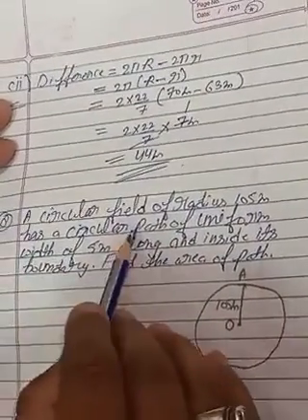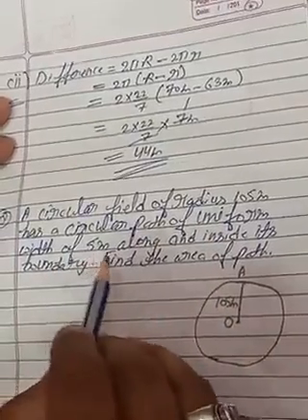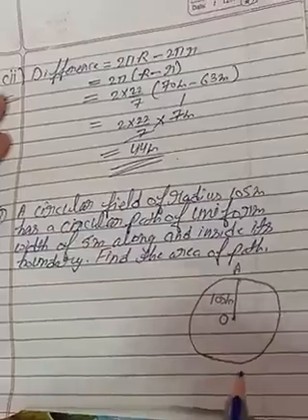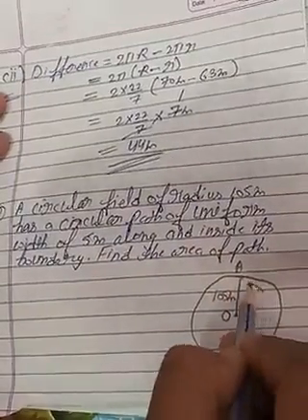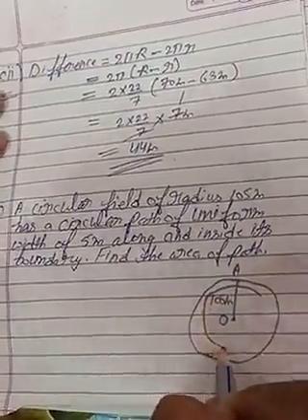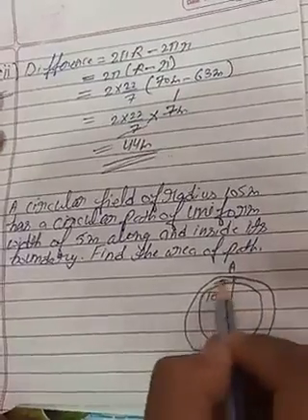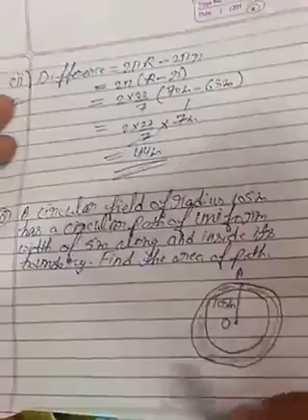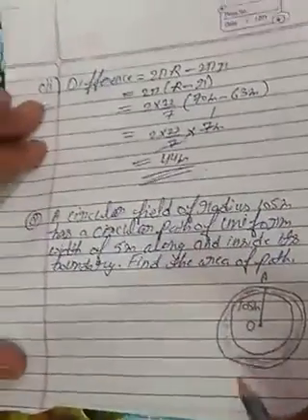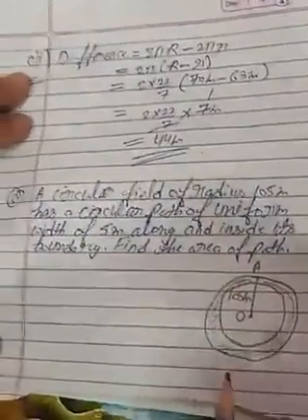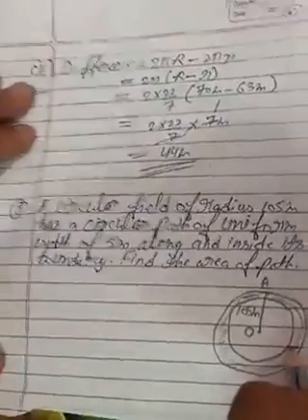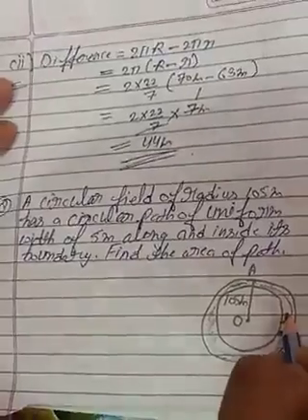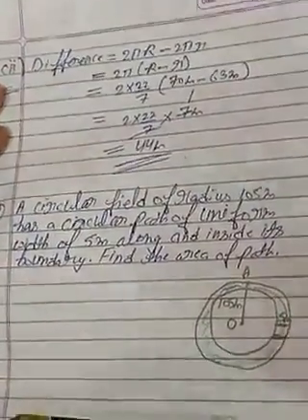So it has a circular path of uniform width of 5 meter along and inside its boundary. So path is inside the boundary. So like this is a circular path. Means this path, this is a circular path, inside the boundary of the field. The width of this path is this width. Students, this width, this one is 5 meter. This width is 5 meter.